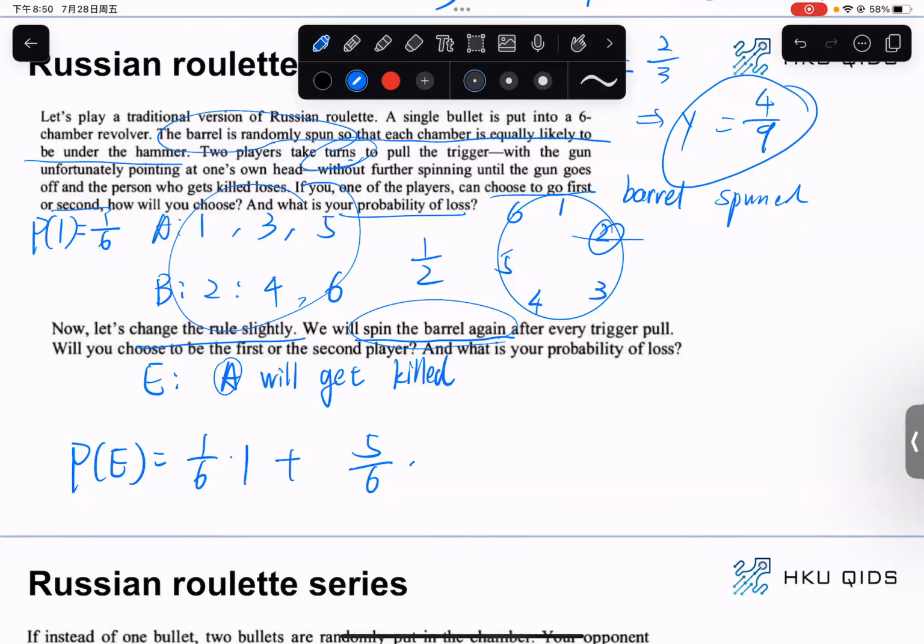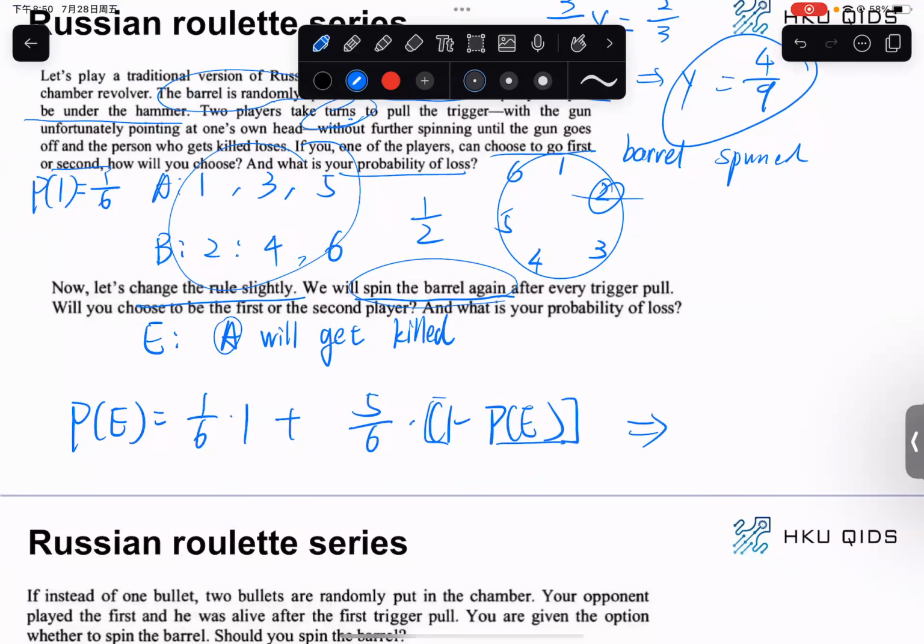The position of the bullet is randomized again. So this is going to be 1 minus the probability E, because for the second round it is the turn of the second player, B. And if B gets killed, the first player wins, right? To solve this, we get the probability that A wins equal to 5/11, which is smaller than 1/2. So we should choose to be the second one.